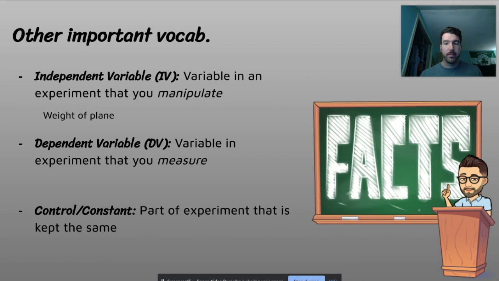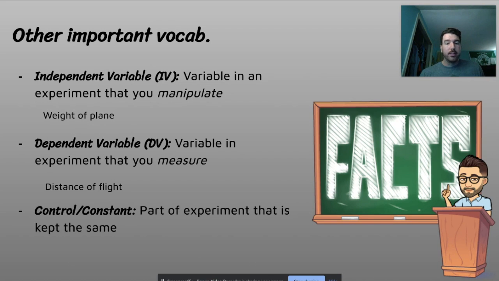The other variable that's important to know is the dependent variable, which is the variable in an experiment that you measure. So what's being measured in this experiment is the distance the airplane flies, which we concluded that when you add weight to an airplane, it doesn't necessarily fly further.